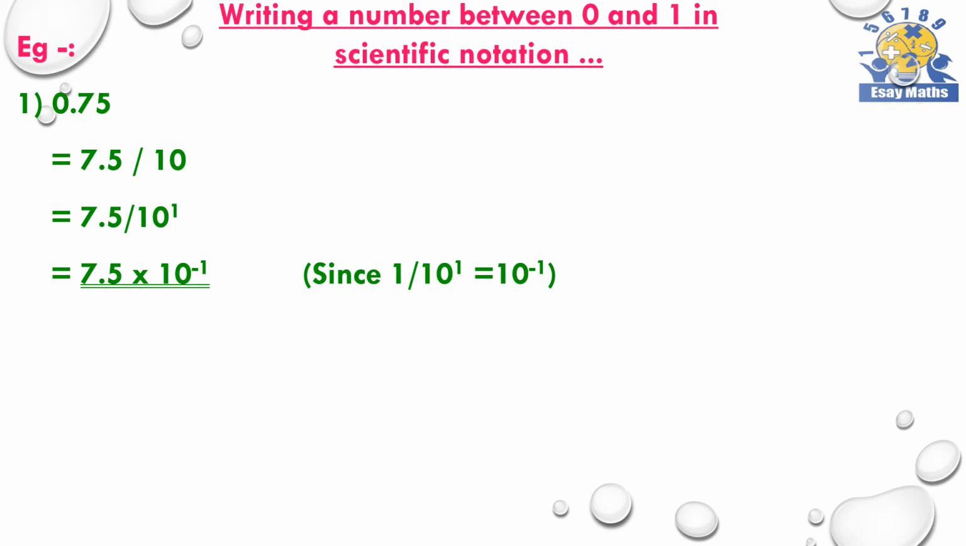We can find the answer using another easy method. 0.75. We should express this in scientific notation. For that, we should write it as 7.5. To obtain 7.5, we should shift the decimal point one time to the right hand side. So, we can write the answer 7.5 into 10 to the power minus 1. In here, we have to move the decimal point to the right hand side. Therefore, we have to put the minus sign.